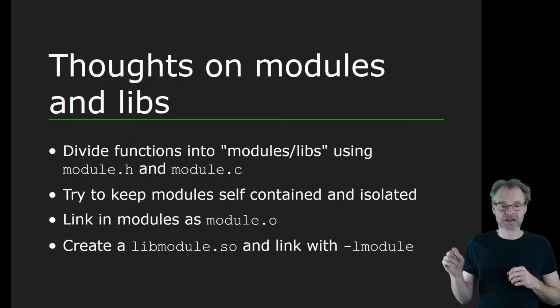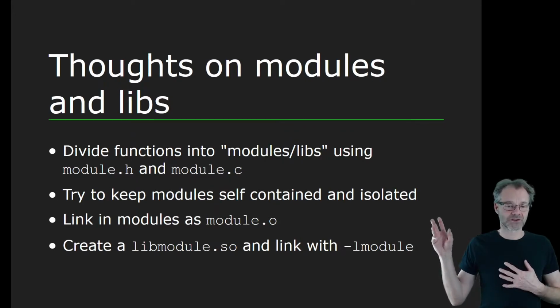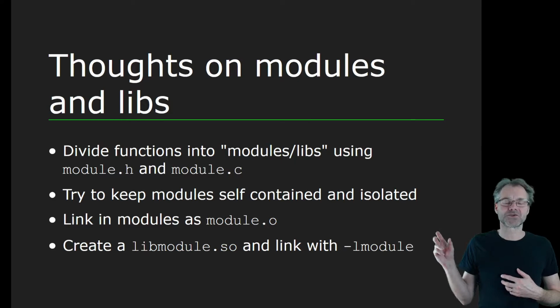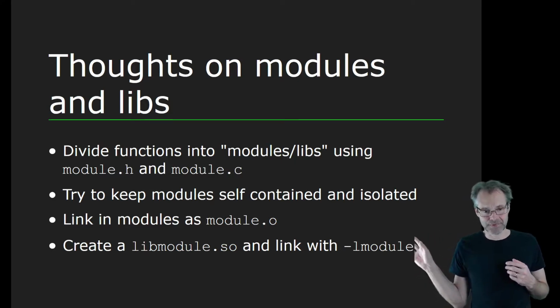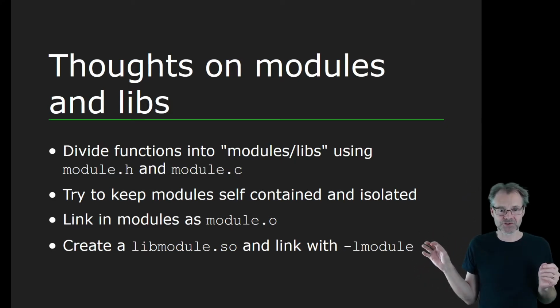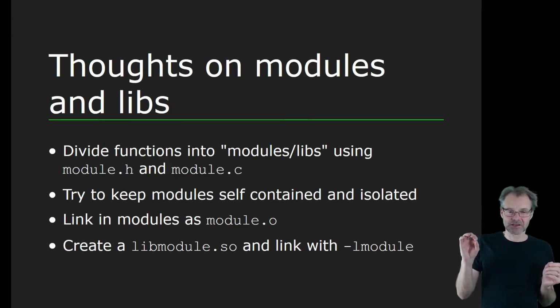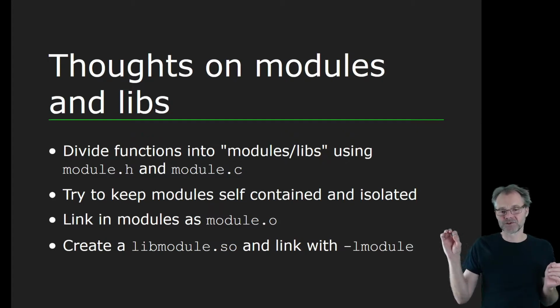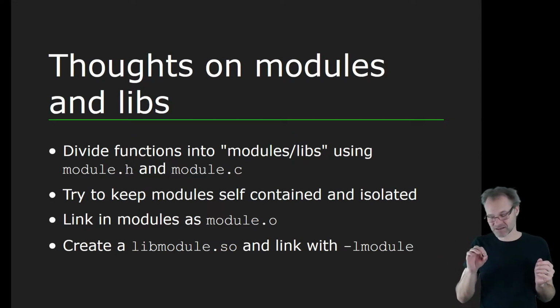Then I link them together, as we saw with a module.o, but I could also create something that is called a lib. So we have a lib module. I'm going to show you how to do this. I'm going to create what I call a lib module.so, so it's a shared object file. And then I'm going to link it with -l and the module name. So let's see how this works.